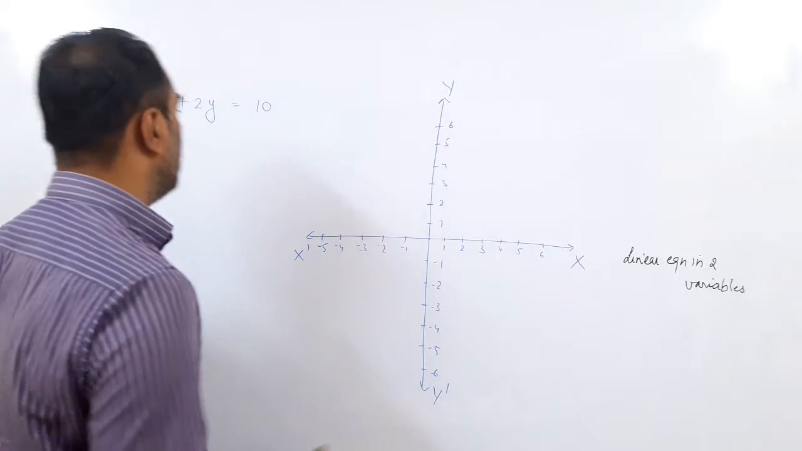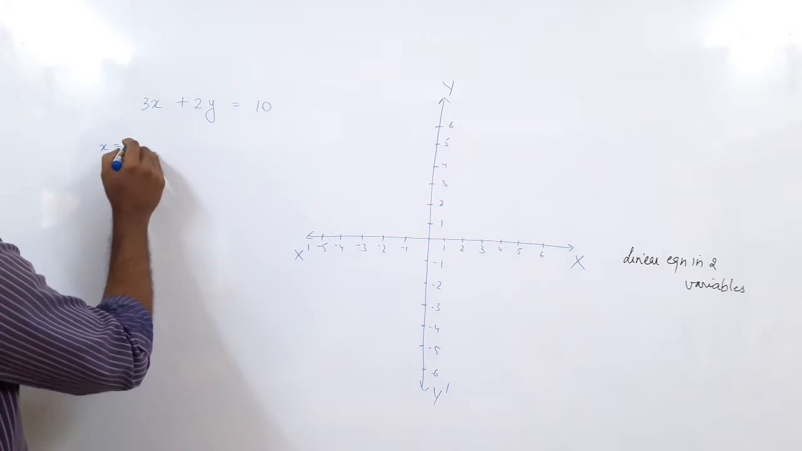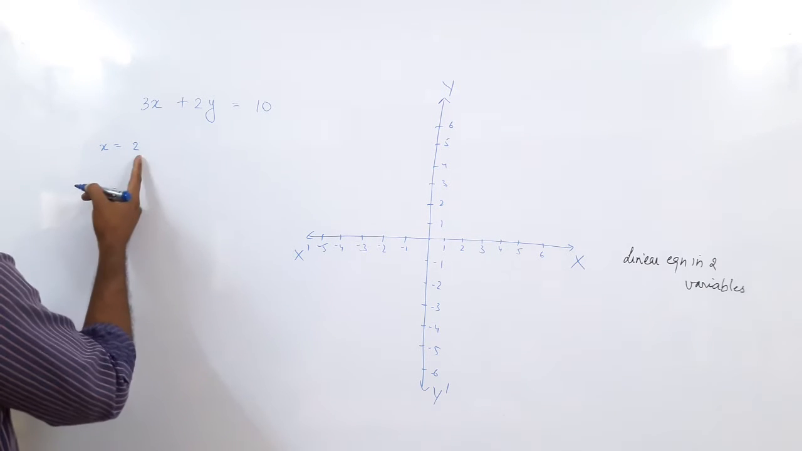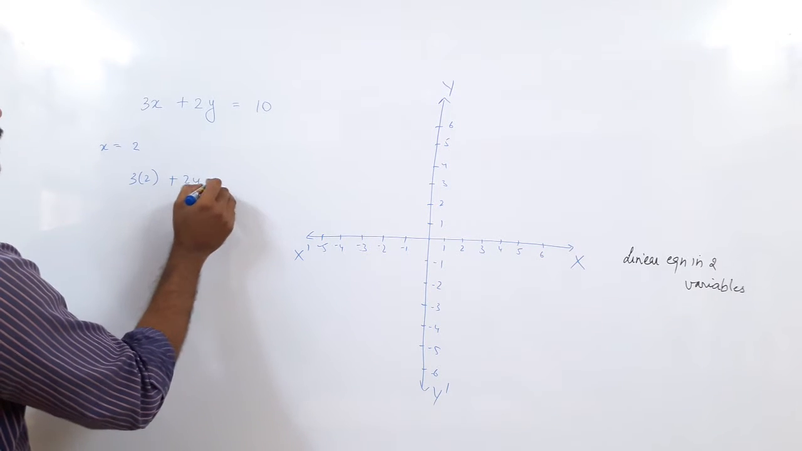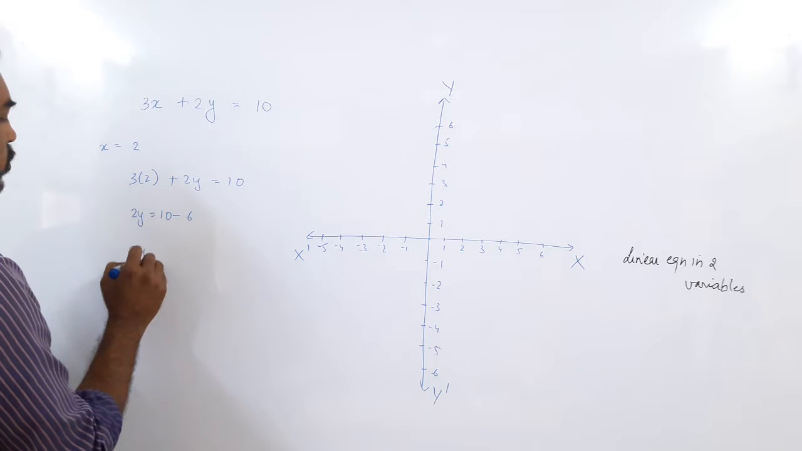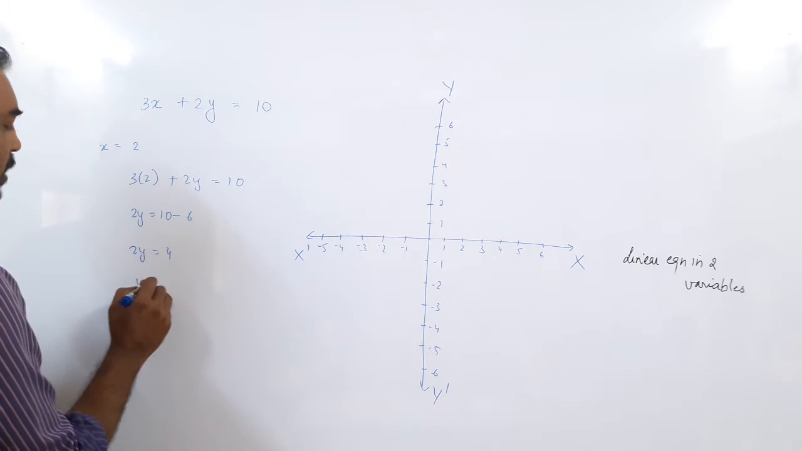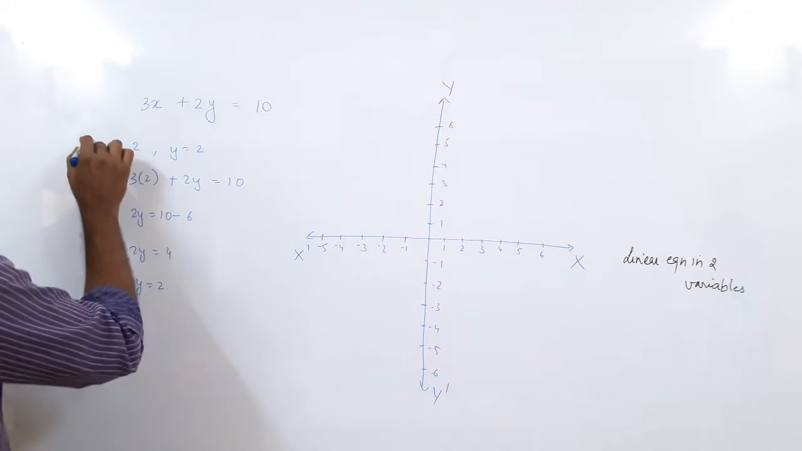And so on. Okay? Now let us put x equal to 2. When I put x equal to 2, 3 2s are 6 plus 2y equal to 10. So 2y equal to 10 minus 6, 2y equal to 4, y equal to 2. So what happens when x equal to 2, I got y equal to 2.